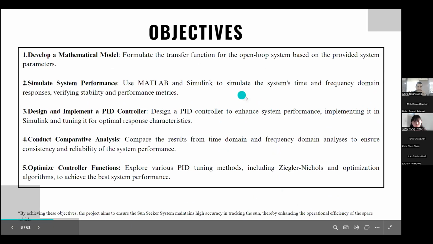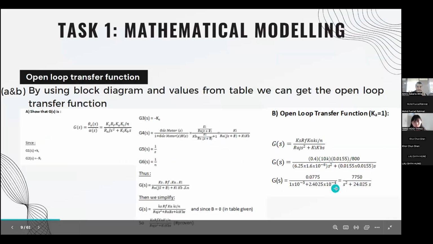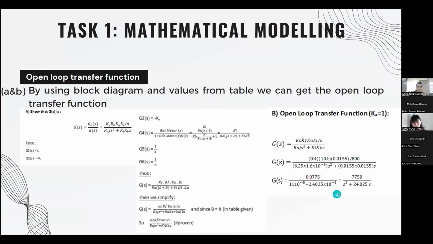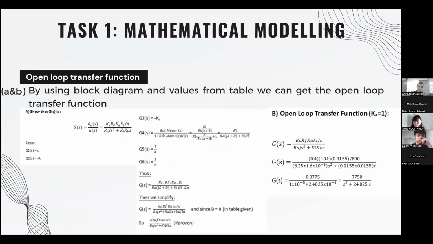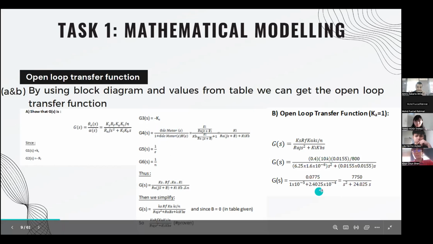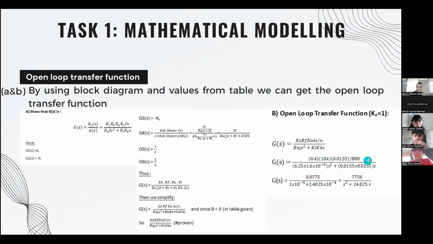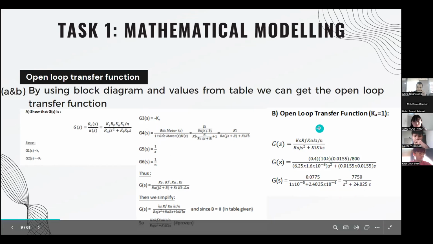our assignment. We start first with task 1, which is the mathematical modeling. First is the open loop transfer function. Since we have 6 gains, G1 until G6, we multiply them together to get the gain, and then we can do some simplification since b is equal to 0. Then we can substitute the parameters given in the table to get the open loop transfer function.